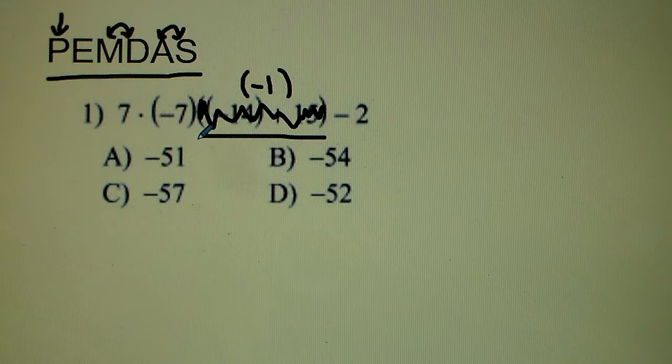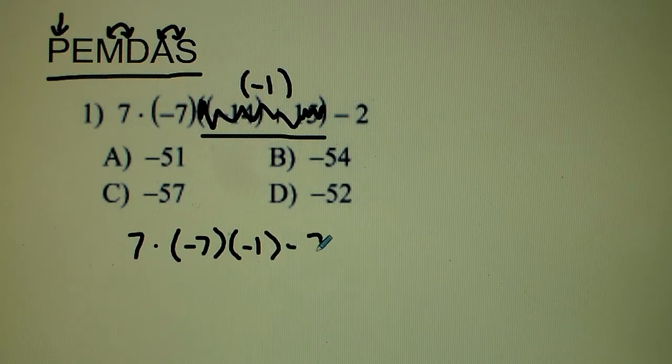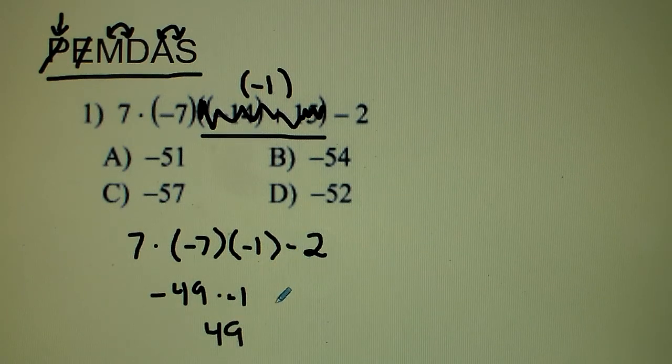Now we have, I'll write it out nice and pretty, 7 times negative 7 times negative 1 minus 2. Now, we took care of the parentheses. There are no exponents. Now we have to deal with multiplication and division, so we go left to right. 7 times negative 7 gets us negative 49. Negative 49 times negative 1 turns into positive 49. And then 49 minus 2 gets us 47. And that's our answer.